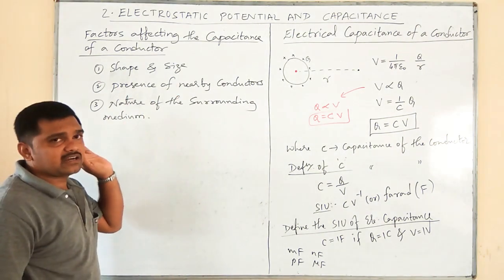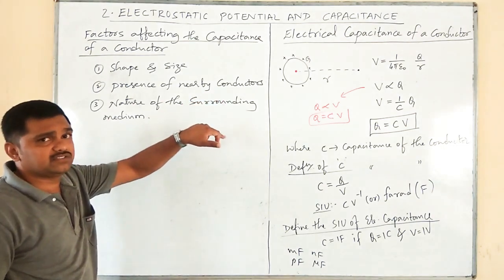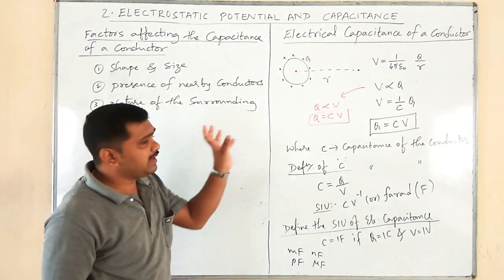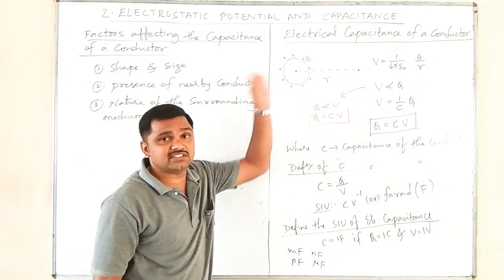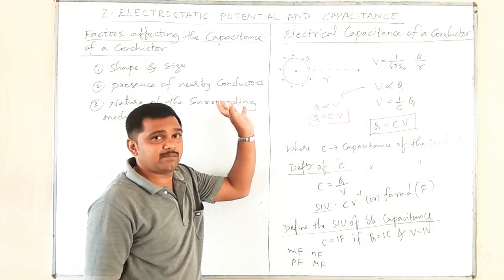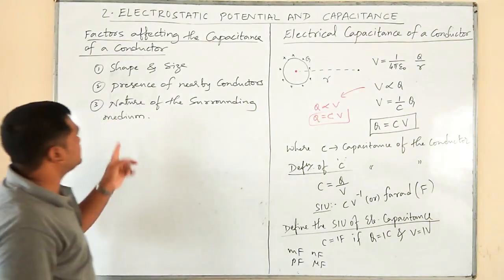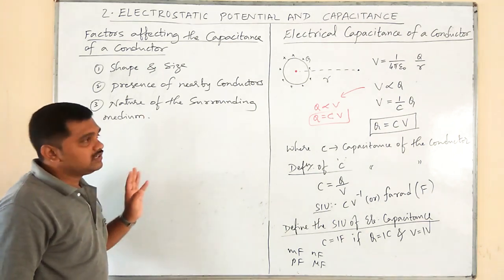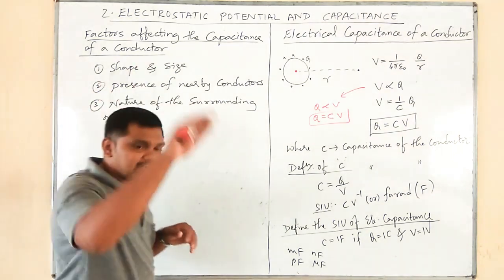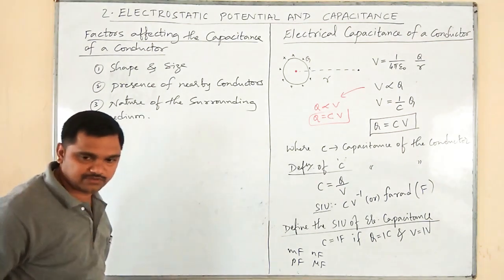Presence of nearby conductors means, suppose I bring one more charged body near it, it will produce induction effects on this. You might have seen this in charging by induction. The charges will alter. The nature of the surrounding medium also matters, I will tell you later with some derivations.